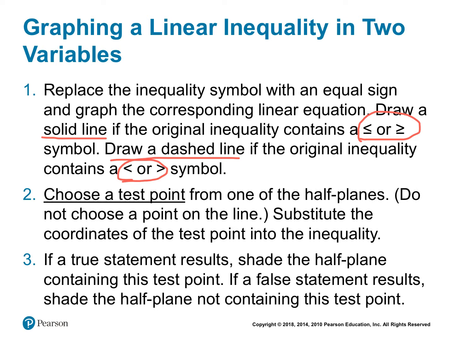Then you'll choose a test point from either above the line or below the line to decide if that coordinate should be included. If it should be included, then you'll shade that section. So if a true statement results, you'll shade the area that includes that test point. If it's false, then you'll shade the opposite area, the one not containing the test point.